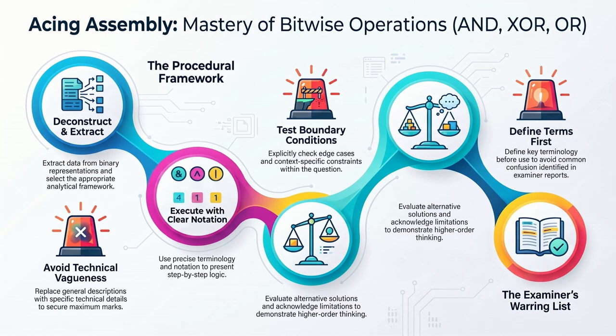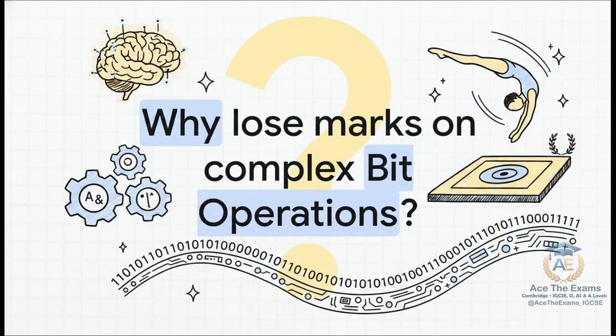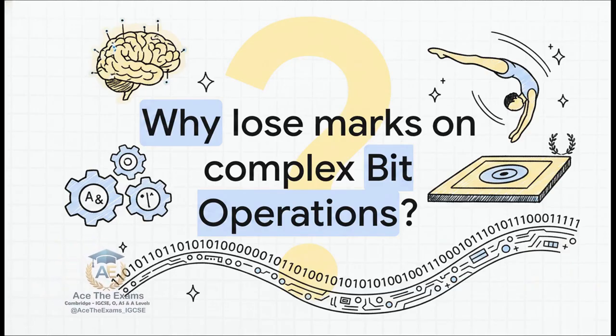Have you ever wondered why the difference between a solid B grade and an elusive A star in Cambridge computer science often comes down to just a handful of very specific questions? I mean, what is it about interpreting complex binary representations that separates the good students from the absolute masters of the subject? Well, think about a world-class Olympic gymnast for a second.